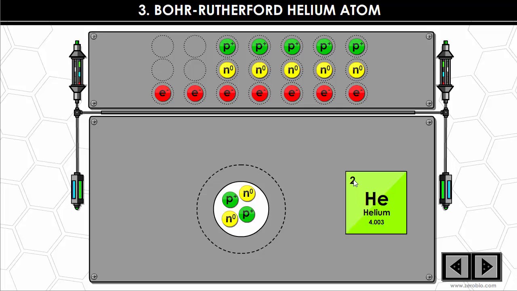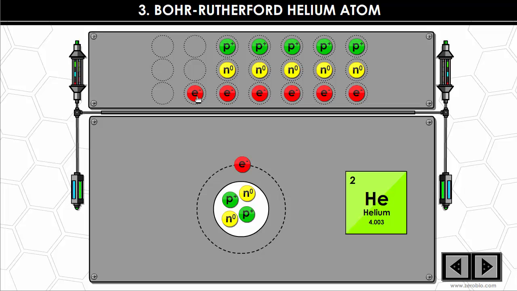Now, the number of electrons is also given to us by this 2, this atomic number. It means there are 2 electrons. If there are 2 positive protons, there have to be 2 negative electrons. So I'm going to grab the first one, and I like to put it right at the top on this first energy level or shell.